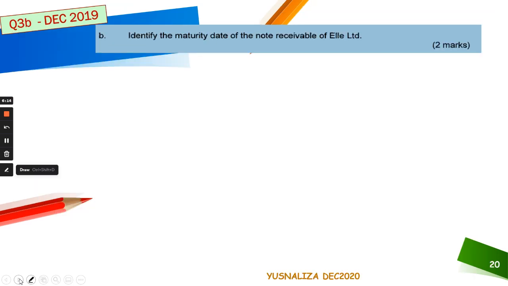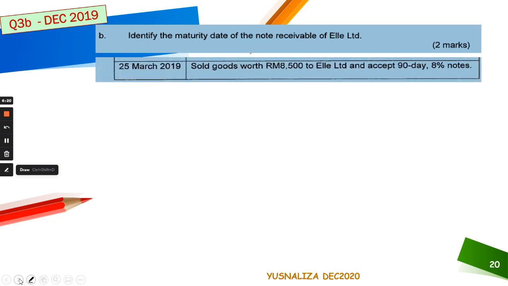Next, we are asked to identify the maturity date of the notes receivable from L Limited. So earlier, I have already extracted that on 25th of March, you sold goods worth 8,500 to L Limited and accepted 90 days.